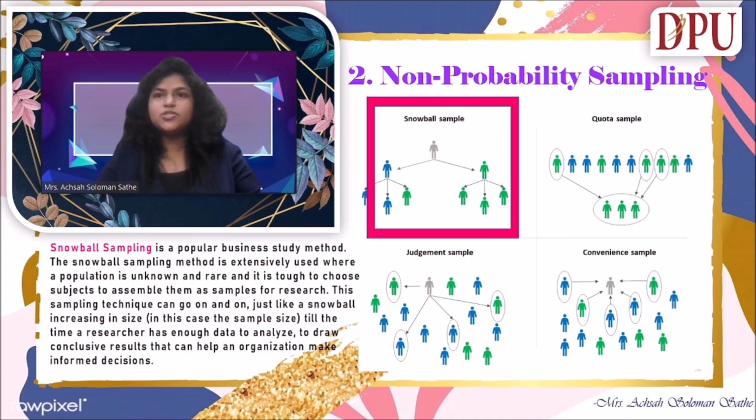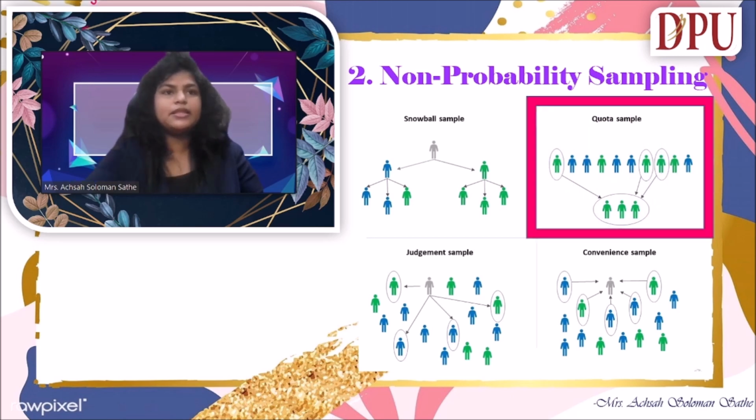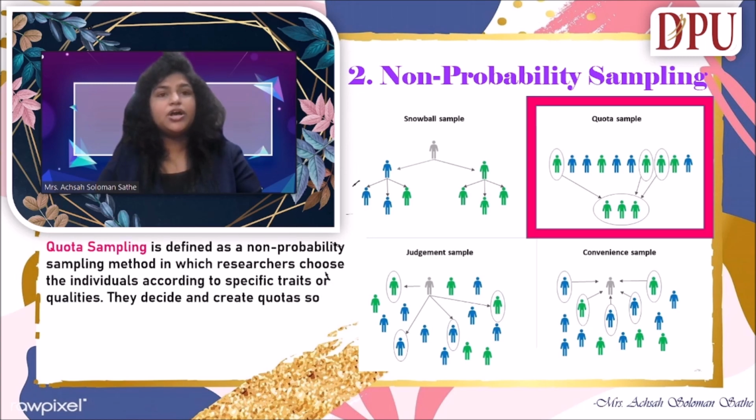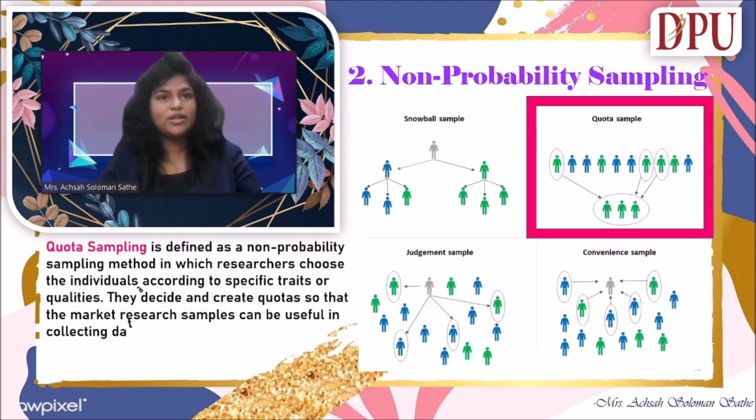Alright, so next we have the quota sample. Now, quota sampling is defined as a non-probability sampling method in which researchers choose the individuals according to specific traits or qualities. They decide and create quotas so that market research samples can be useful in collecting data. So what they do is they make a quota. For example, they will just pick out all the people who fall into particular minorities and make them the sample. So the researchers made a quota and all the people who fall under that category are the ones who are being selected.